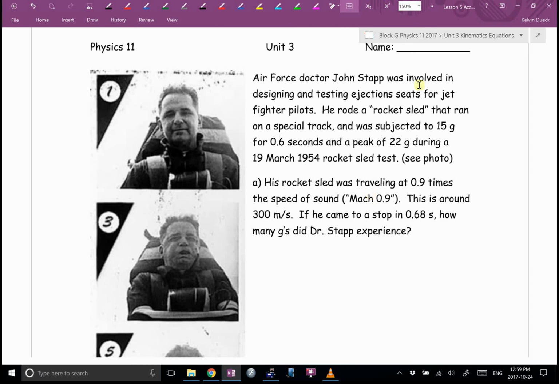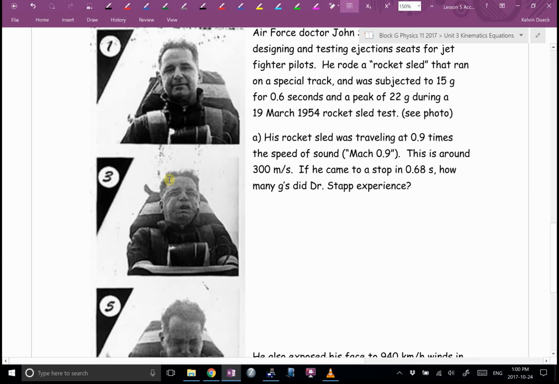So, read along with me. It says this: Air Force Dr. Colonel John Stapp was involved in designing and testing ejection seats for jet fighter pilots. He rode a rocket sled that ran on a special track, and he was subjected to 15 Gs for 0.6 seconds and a peak of 22 Gs during this March 9th test. So this photo here, he's pulling 22 Gs. His maximum is right here.